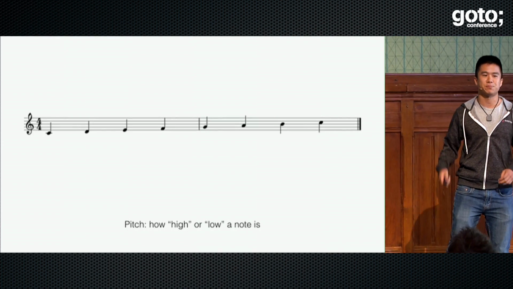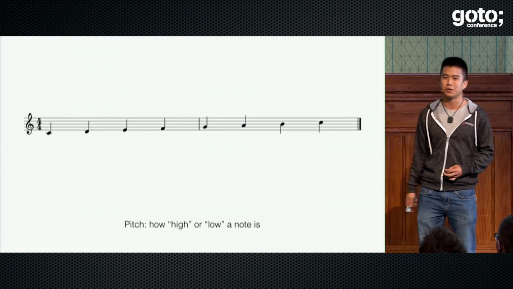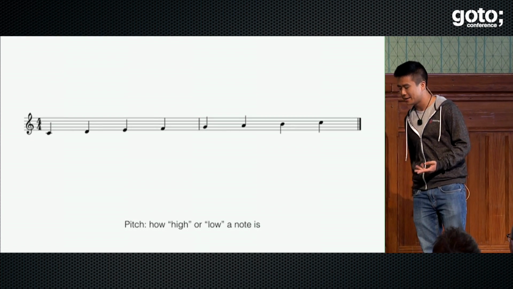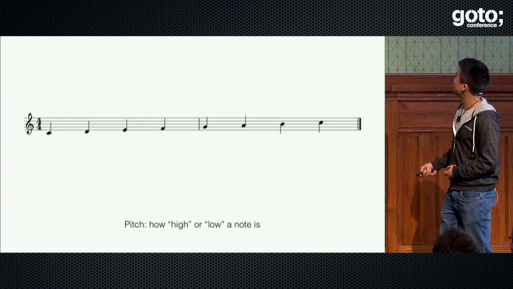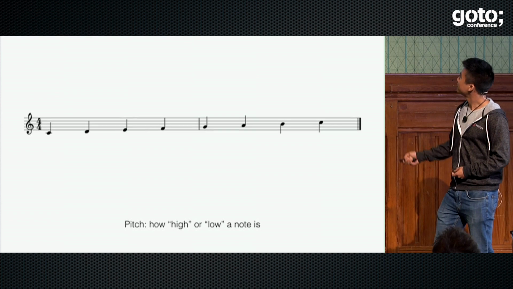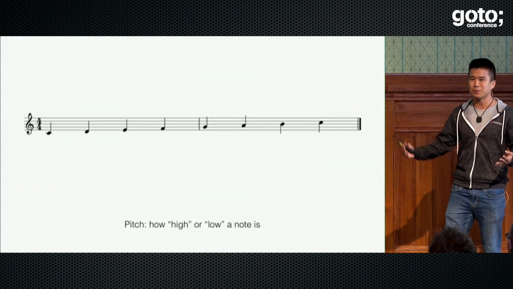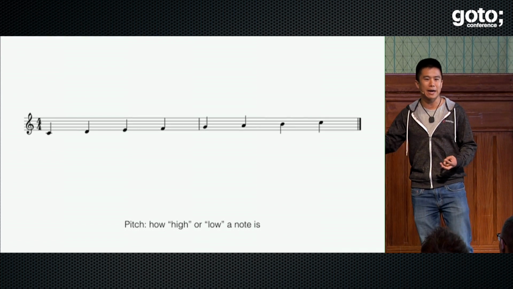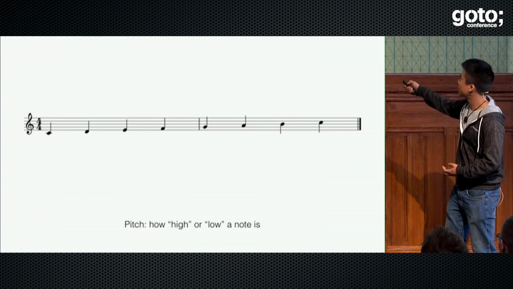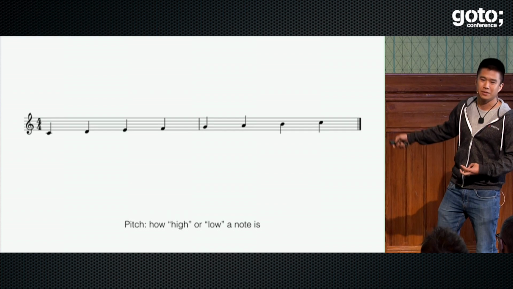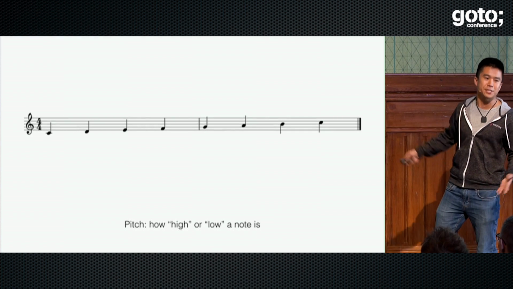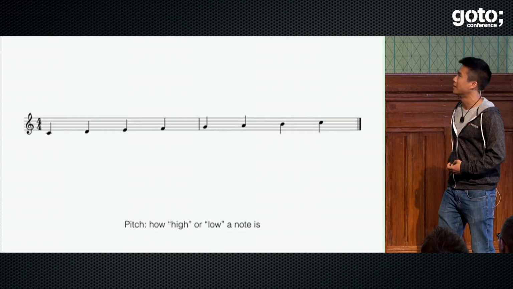The first is pitch. Pitch is often referred to as how low or how high a note is. So if I play this, we can distinguish that some notes are lower and some notes are higher in frequency. And that corresponds to the vertical axis here. As the notes sound ascending, they appear ascending on the bar lines.